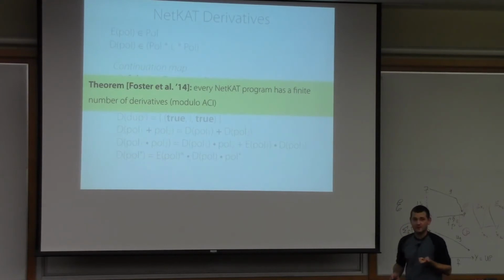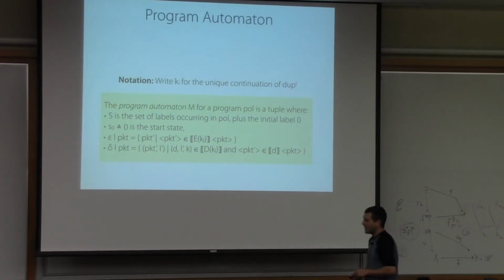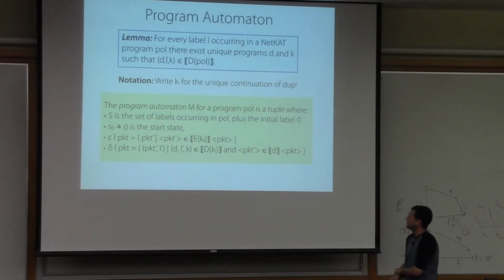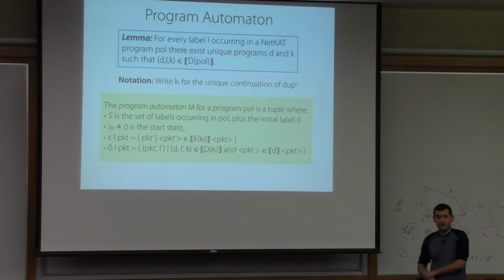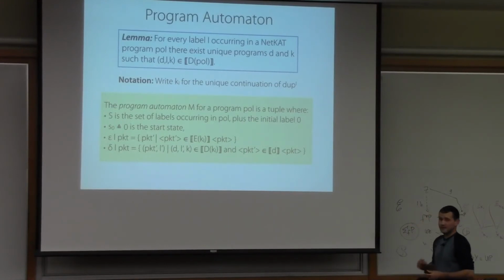Okay, and just like for regular expression derivatives, you can show there's a finite number of derivatives modulo ACI. So now we can build some automata that I'll call the program automata using these derivatives. To do this, I need a little bit of notation. I need a way to go from the label of a dup and figure out what is the continuation, or the rest of the program that occurs after that dup.